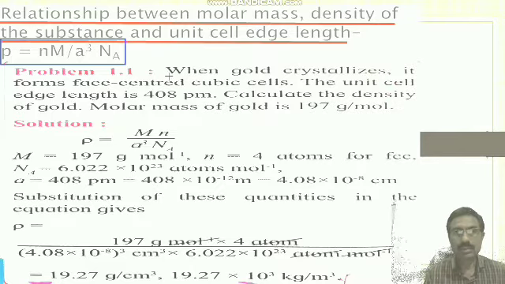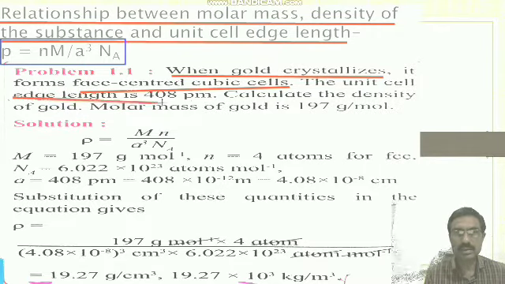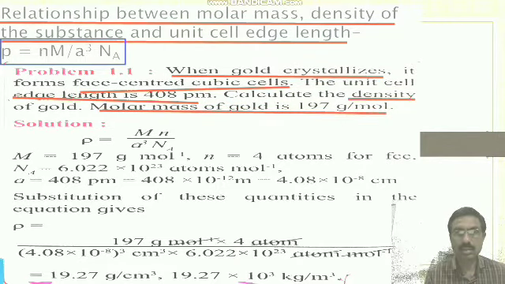Let us see a problem. When gold crystallizes, it forms a face centered cubic cell. The unit cell edge length is 408 picometer. Calculate the density of gold. The molar mass of gold is given as 197 gram per mole.